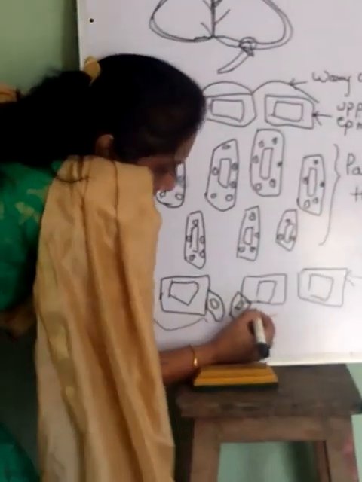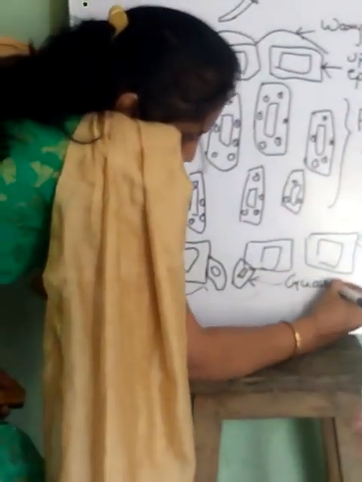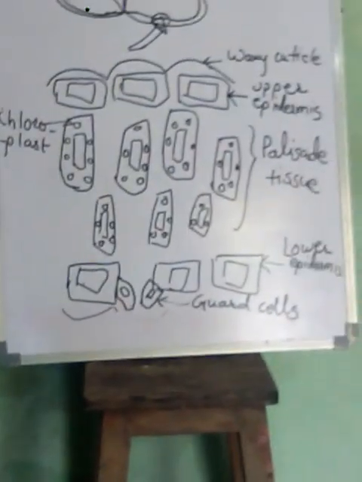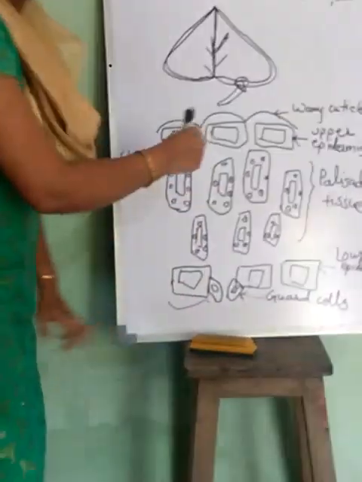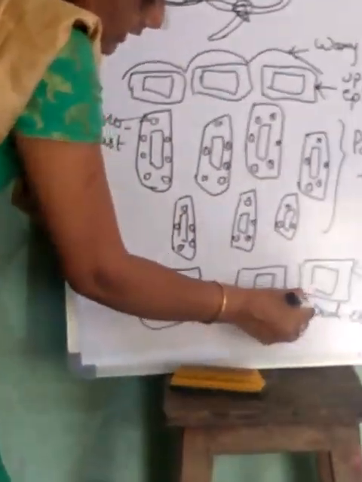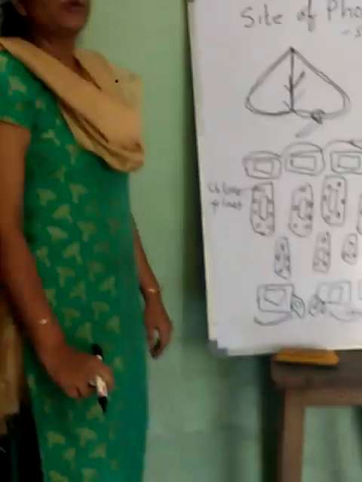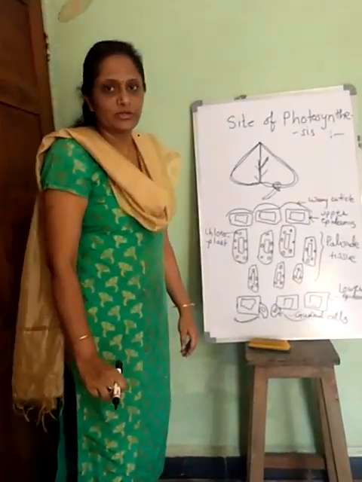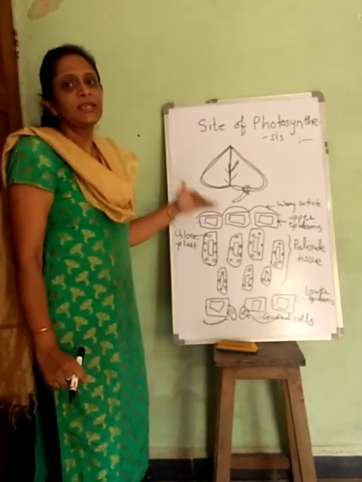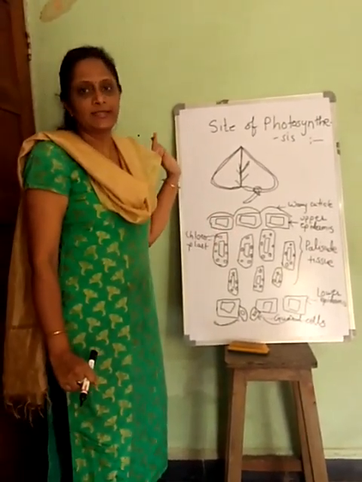So these are the guard cells of stomata, from where the oxygen is liberated out. And below this again a waxy cuticle is present for protection against loss of water. So this is the site of photosynthesis, that is the chloroplast, which is present in the plants.